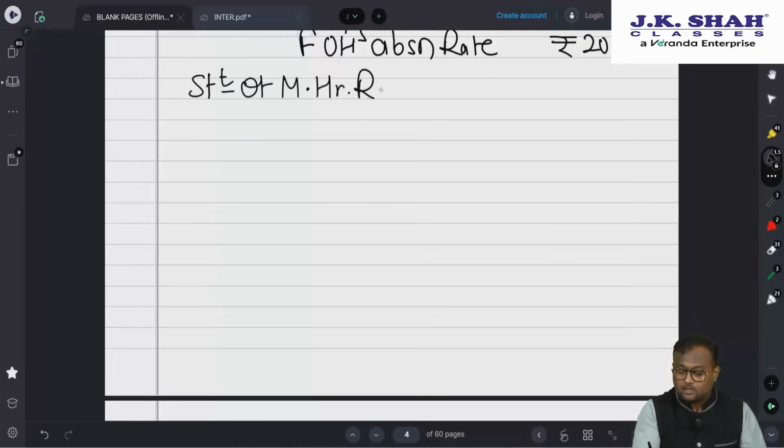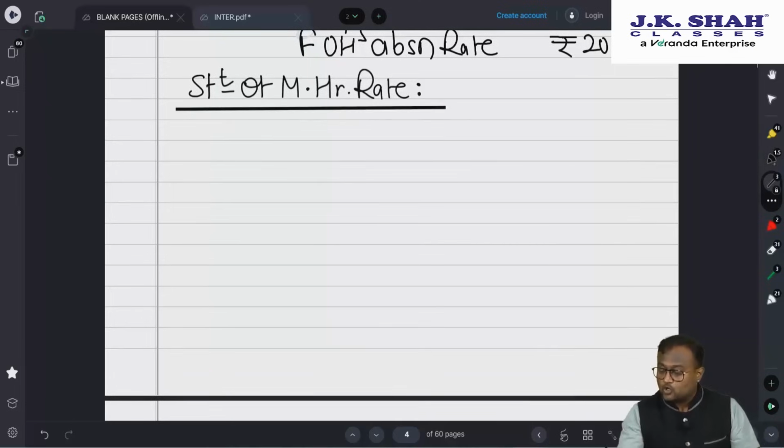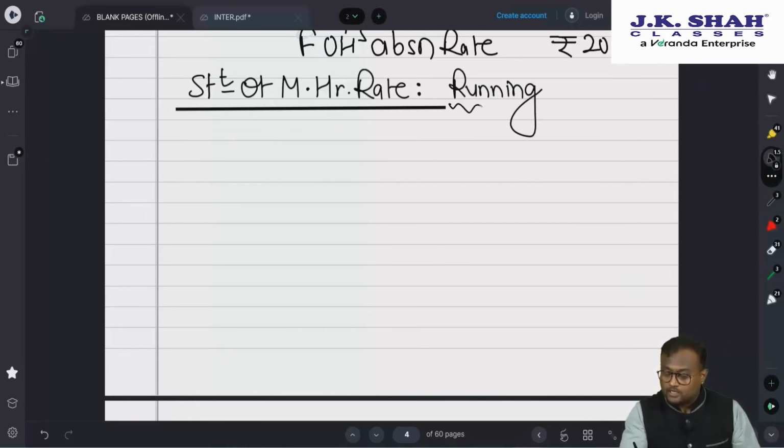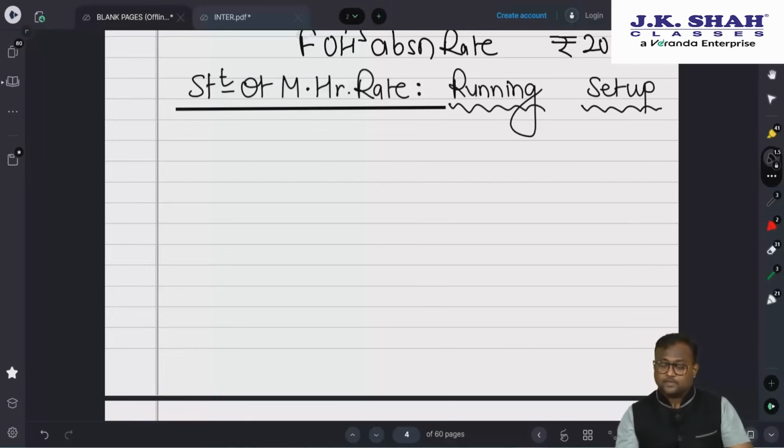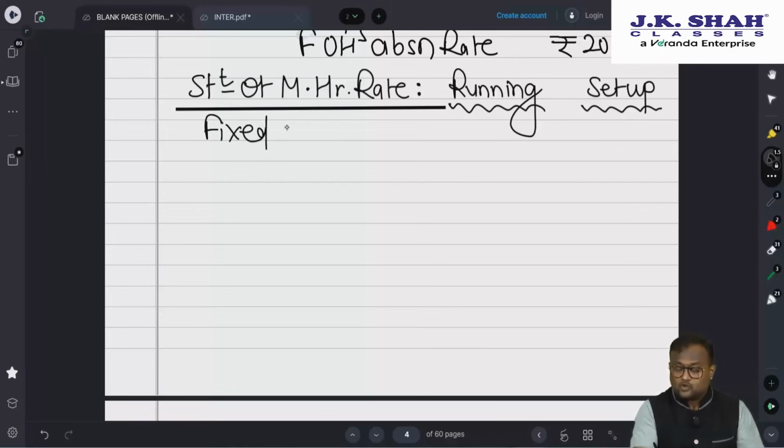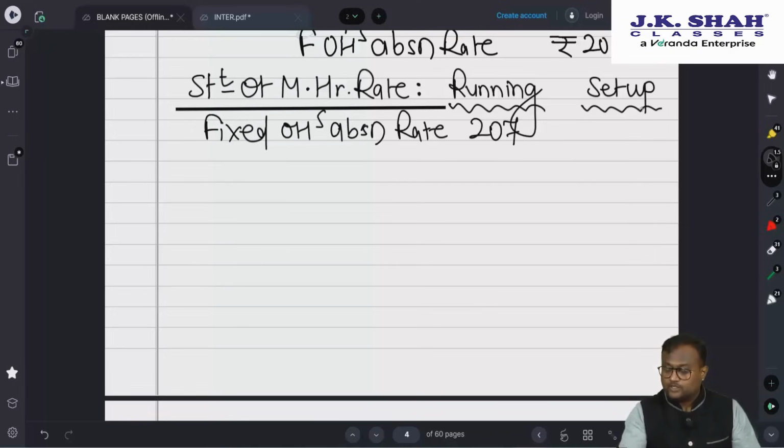machine hour rate. Since they have clearly said that setup time is also productive, I need to find out a separate rate for running time as well as setup time. I need to find out running time and setup time separately. Now, as far as the fixed overhead absorption rate is concerned, whether it is the running phase or the setup phase, I am going to spend 207.